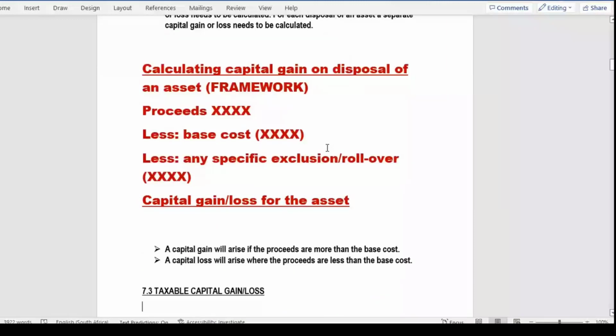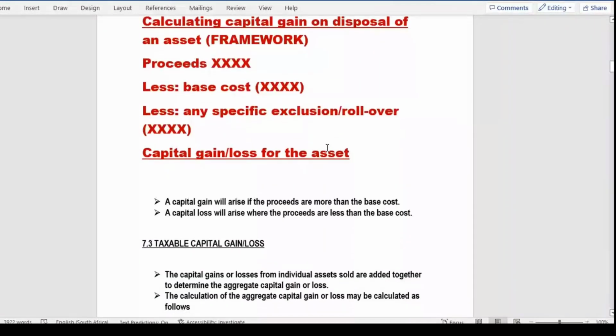Here we start with a simple way of calculating the capital gain on the disposal of an asset, or the capital loss. So you have the proceeds, the X amount representing the figures, and then you deduct the base cost, and then you deduct any specific inclusions on the row with the amount as well. And then you are going to have what's called the capital gain or the capital loss of an asset. The framework would always be like that.